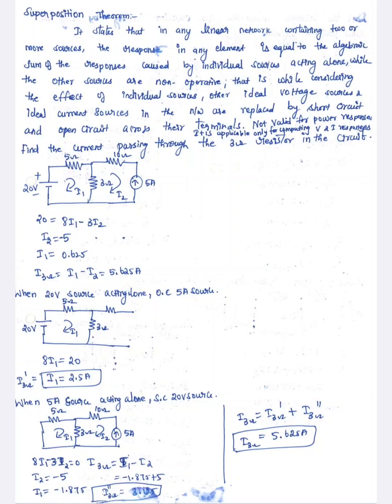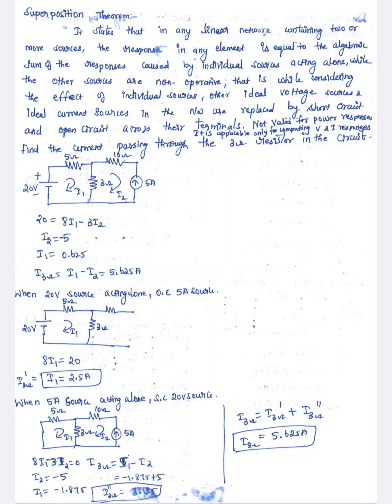So how can we prove the superposition theorem? The response in any element, the response means it can be a current or voltage across the element. We have to prove the superposition. How can we prove it? We have to find out the response of a particular element by keeping all the sources acting. All the sources are active.